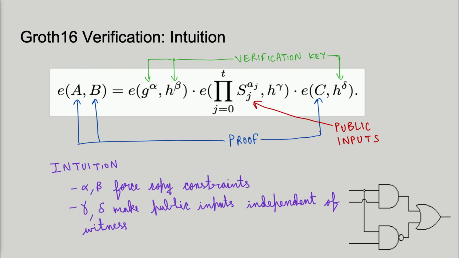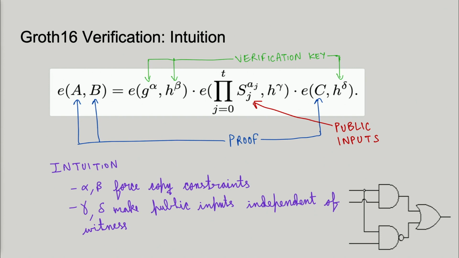Just to give some intuition on the other things going on here, you can think of the G to the alpha and H to the beta terms as encoding the wires of this circuit. To be more specific, it's checking the outputs match the inputs if there's a wire. And similarly with the gamma and delta terms, it's ensuring that the public inputs are separate from the witness, and any witness that can satisfy this circuit will work with this same set of public inputs.